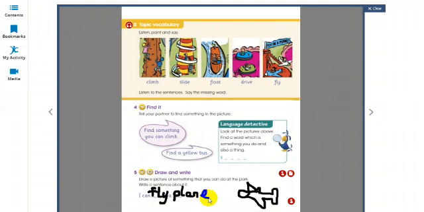So you can write other things also that you can do. Suppose you can slide. So you can write, I can slide on a slide, or I can climb a tower. So as I know how to fly, so I wrote, I can fly a plane. So I hope that you have understood today's topic.